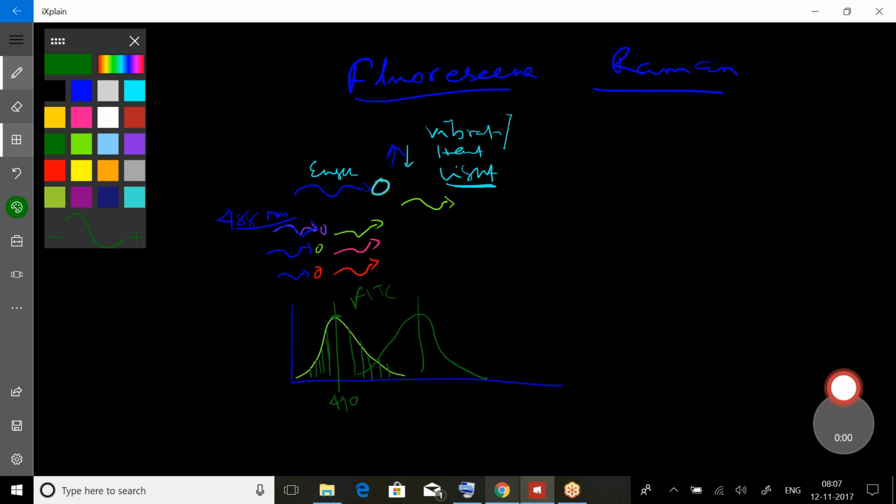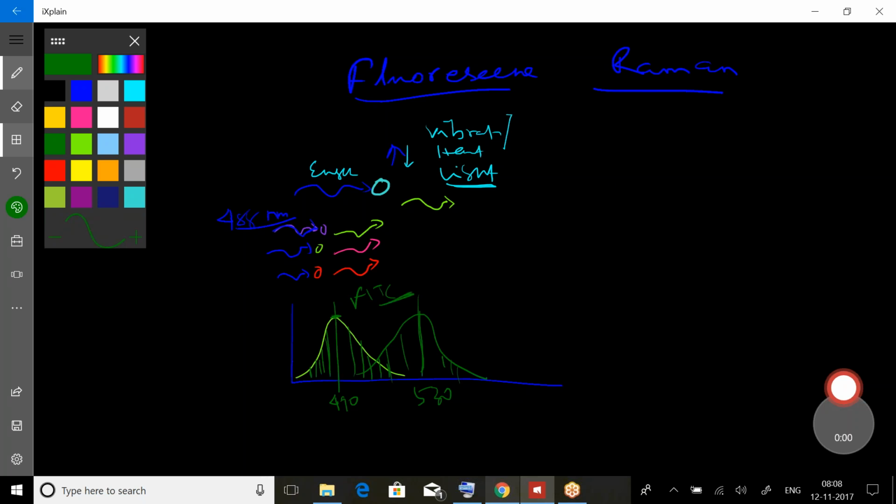And when they emit the energy, for example at 530, this is where it emits maximum energy. So this is where it is predominantly emitting energy. However, it is also emitting energy at all different levels, in this range. So this is the excitation spectra and emission spectra.